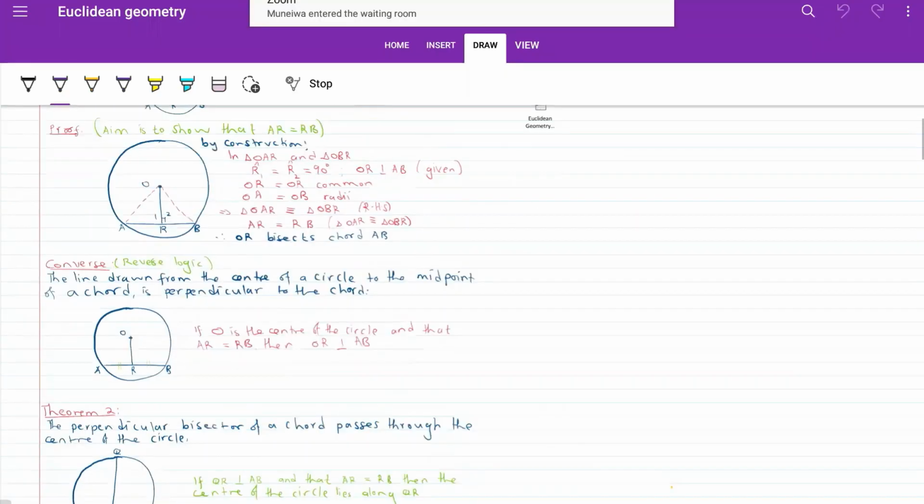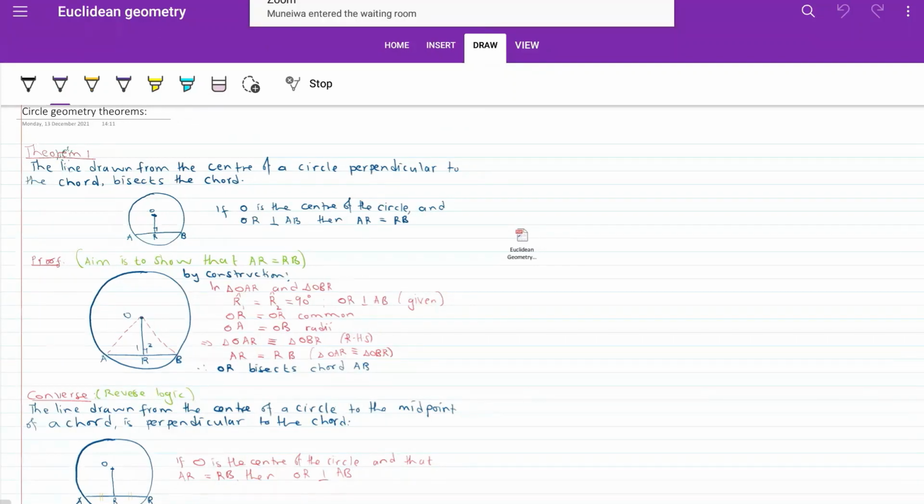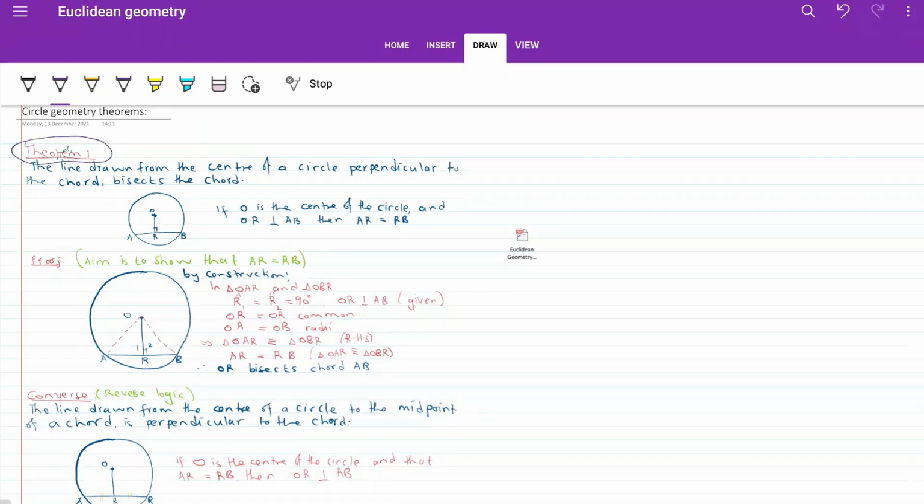Dear students, our session this evening is about Euclidean geometry, and we shall start by revising the theorems that you might know. So we know that you have theorem number one. Theorem number one talks about the line drawn from the center of the circle perpendicular to the chord bisects the chord.